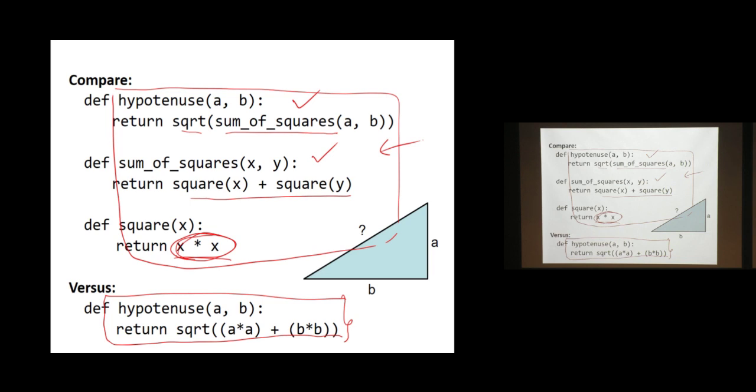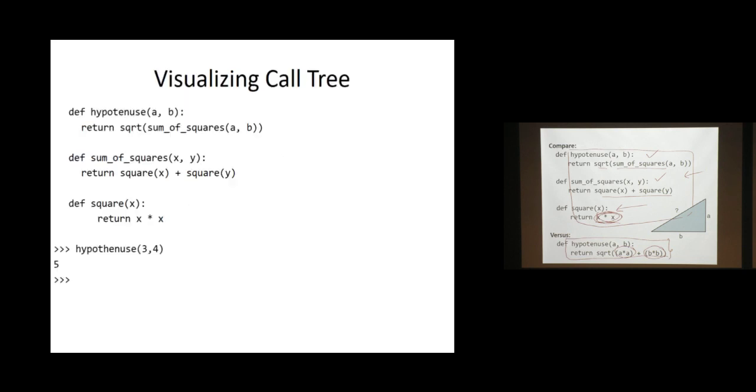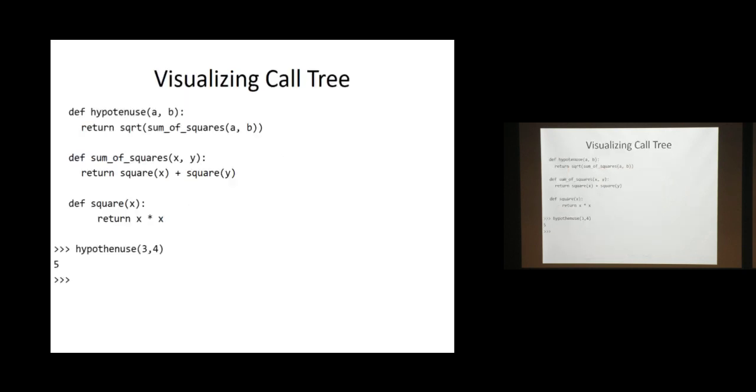Suppose this square is used by many functions. A lot of functions call square. Then by changing this thing, I can change how all the functions compute square. But if you write it this way and want to change square, you have to go to all functions and see whether they use square or not. Okay? So this is a good thing about functions, making a lot of calls, calling other functions. So I can visualize these things.